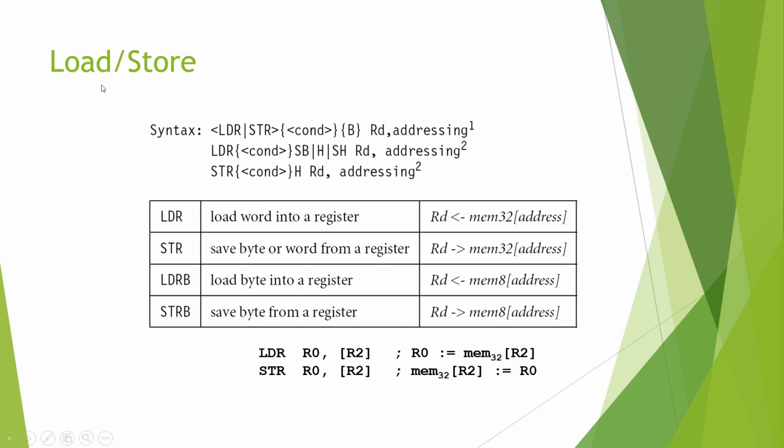We have another instruction called load and store, which is going to transfer the value between the register and the memory location. A load instruction, that is LDR, moves the value from the memory location specified in the register R2 into R0, whereas store is going to transfer the contents of the register R0 to the memory location pointed to by the register R2.